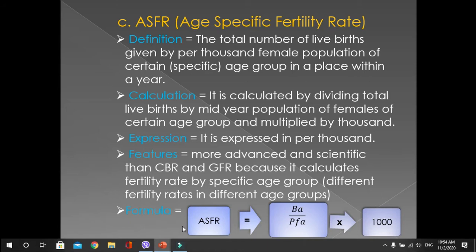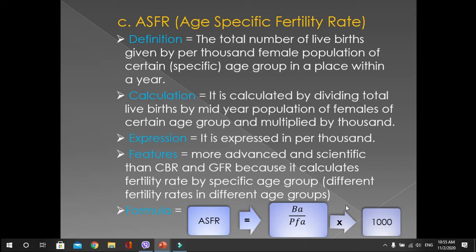At first we will look at formula. ASFR is equal to BA divided by PF, multiplied by 1000. Here BA means total live births of specific age or age group, and PF means population of females of specific age or age group, and multiplied by 1000.